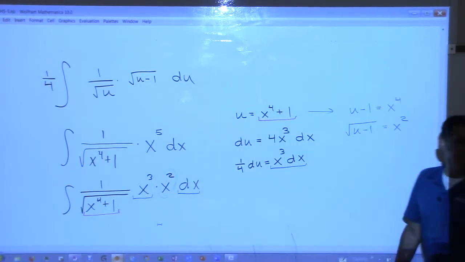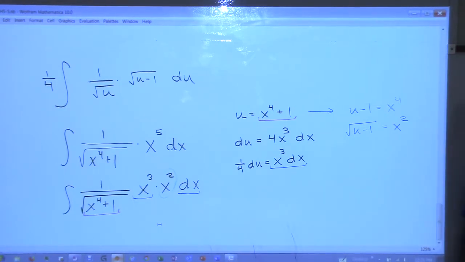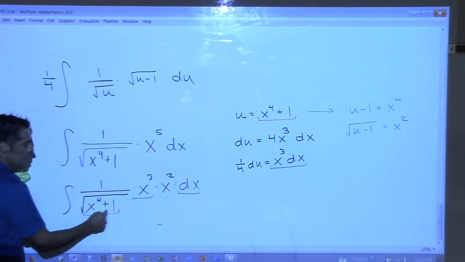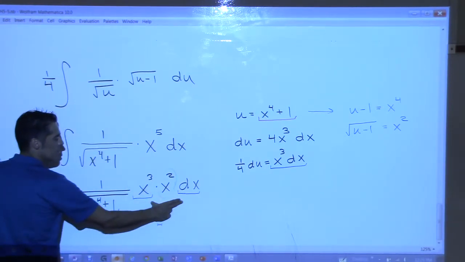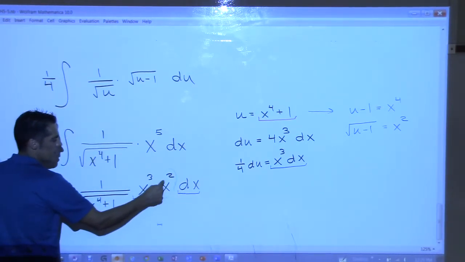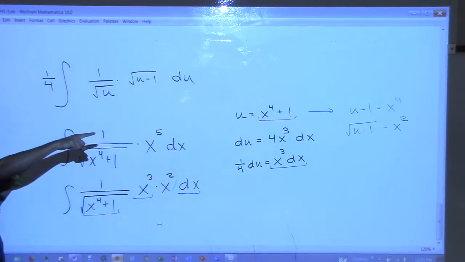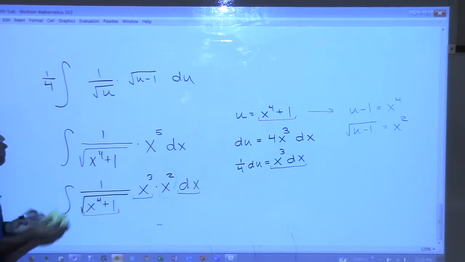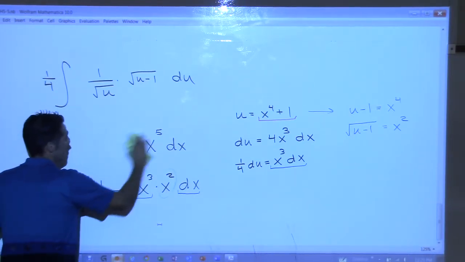Okay. Everyone see where everything came from? 1 over square root of u. The x cubed dx became our du, or sorry, our 1/4 du. And then this x squared is where we solved for the x squared up there. Anything you can do with that?